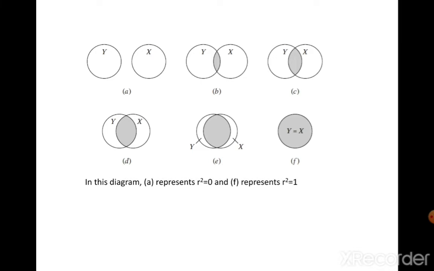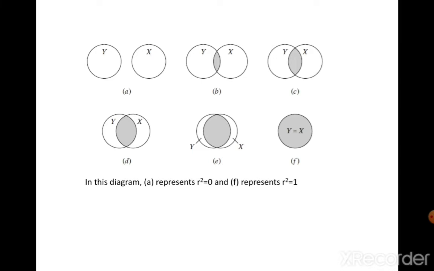So as you can see, the two extreme points or the limits of our value of r square are represented by diagram A and diagram F. In diagram A, x and y do not intersect at all. That means variations in x do not explain variations in observed y at all. So you are talking about r square equal to 0.